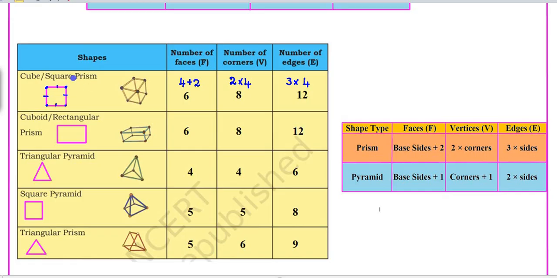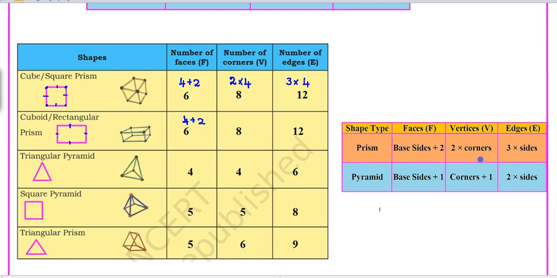Okay, now we have completed square prism, that is cube. Next, anything else? Yeah, here we have cuboid also a prism. Both top and bottom are in the form of a rectangle. Just consider only the base. Base in the form of rectangle, for finding number of faces, the formula is base sides. How many sides? 1, 2, 3, 4. Base sides plus 2. We have 4 plus 2.